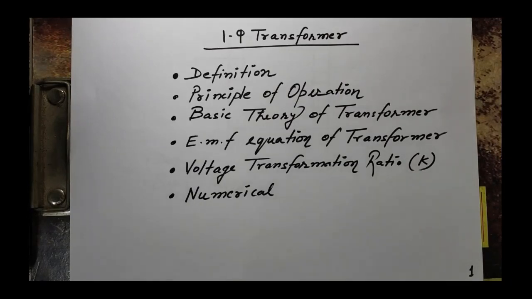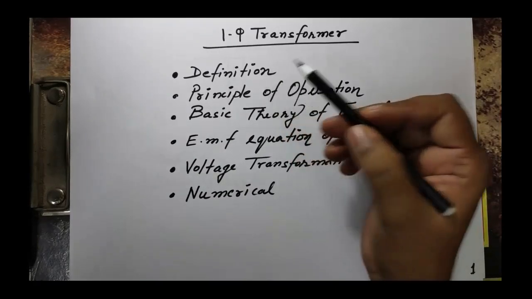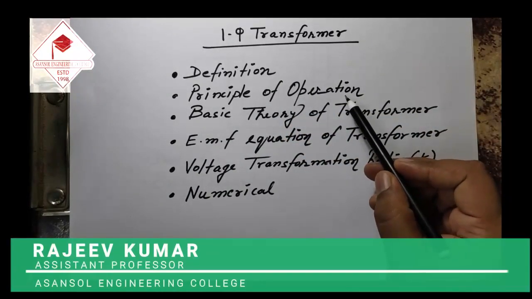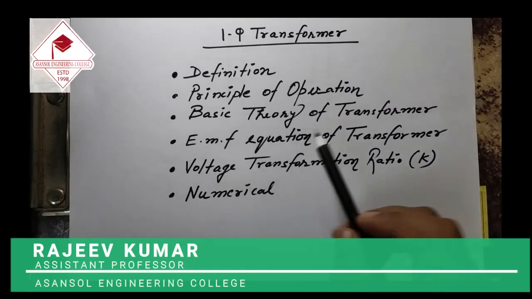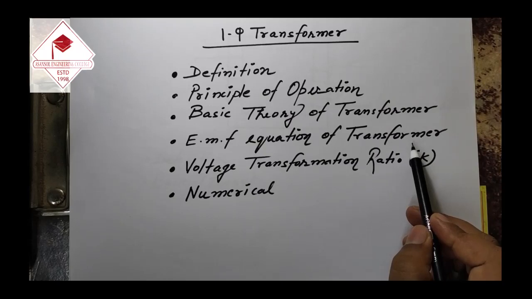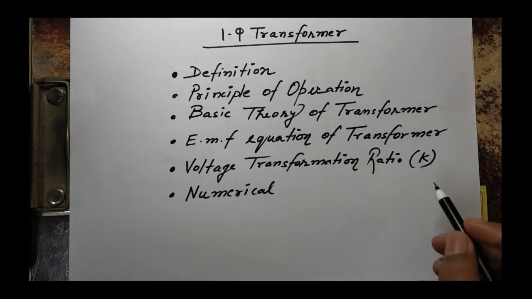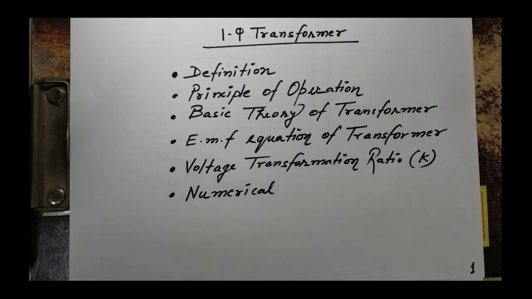In today's lecture we will cover these points mainly: the definition of transformer, the principle of operation of transformer, basic theory of transformer, and the EMF equation of transformer. We will derive this actually. And the next is voltage transformer ratio, which is denoted by K, and we will see a few related numericals.